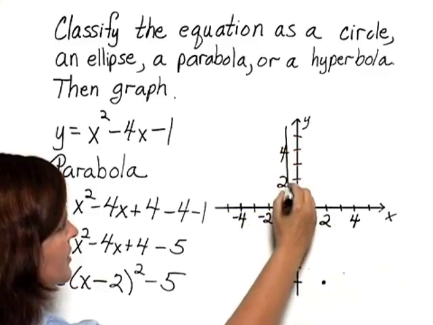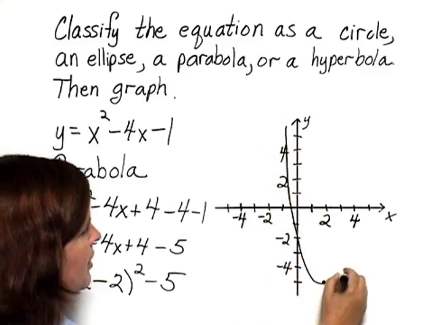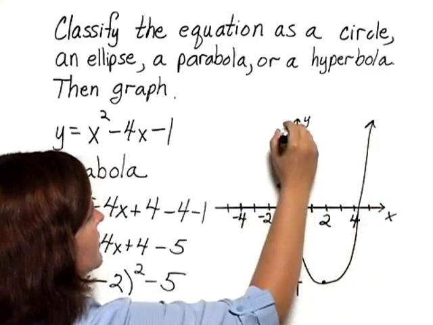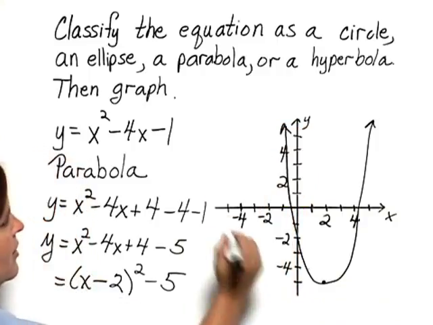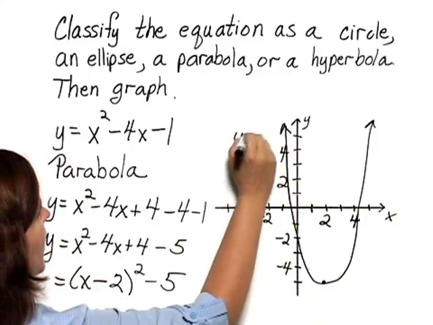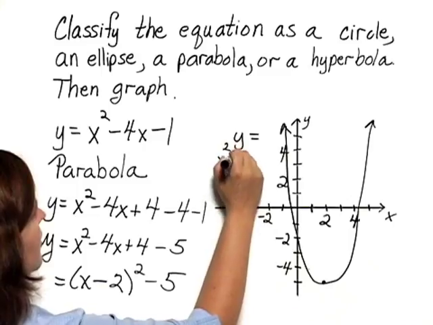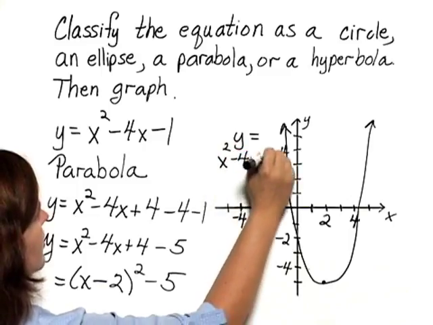And drawing a sketch of it, we see it would look like this. Finally, we label it: y equals x squared minus 4x minus 1.